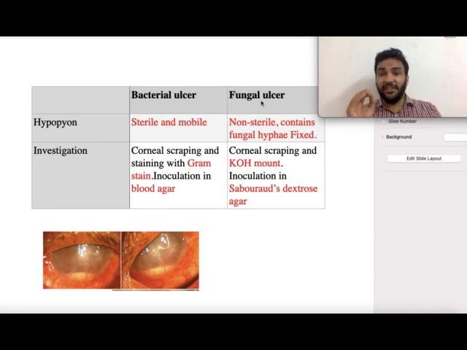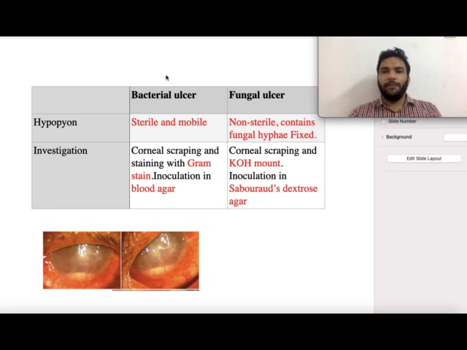The reason being, as I already told you, the fungal ulcer can penetrate the Descemet's membrane. Because it penetrates the Descemet's membrane, it will be infective. So if you take an anterior chamber tap and send it for culture, there will be fungus growing there. That's because the fungus can penetrate the Descemet's membrane, and it contains fungal hyphae. That's why it will be fixed. It will prevent the movement of all these cells. So it will be fixed and it will be like a mesh. That's why fungal corneal ulcer is non-sterile, which is basically infective, and fixed.